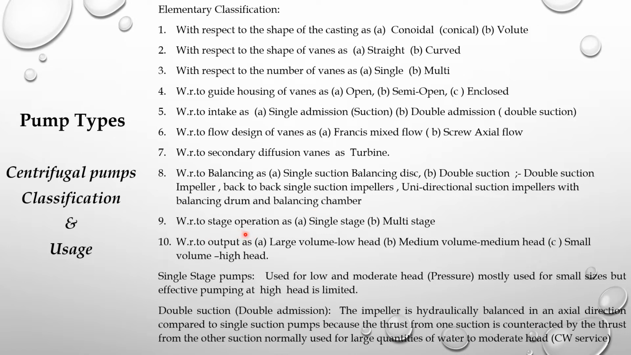With respect to stage operation: single stage or multi-stage. And further classified with respect to output as large volume with low head, medium volume with medium head, small volume with a high head. These are the elementary classifications for the centrifugal pumps.